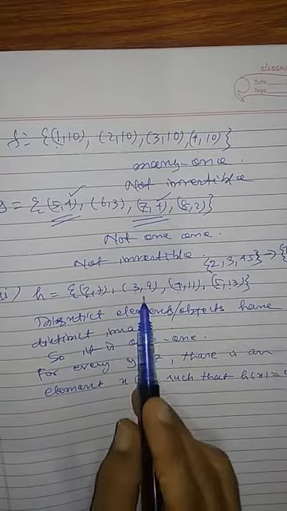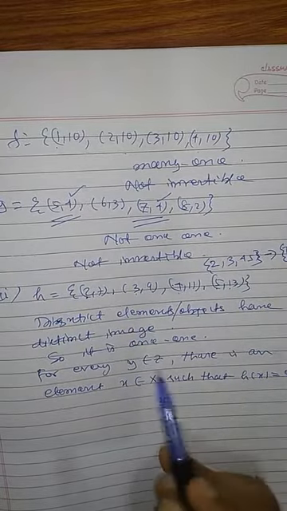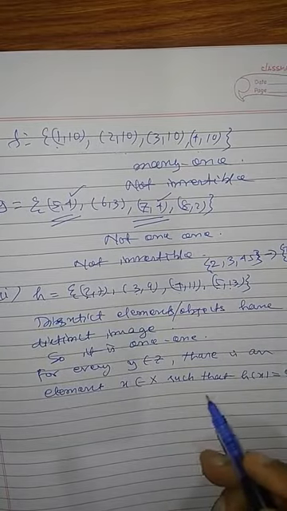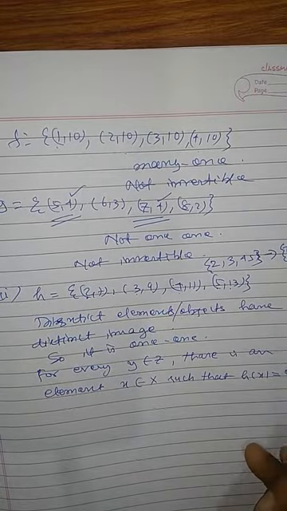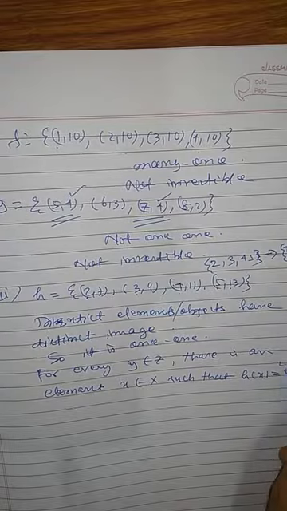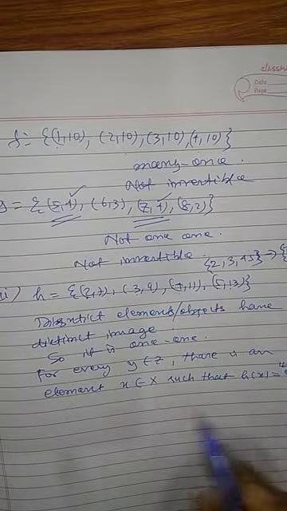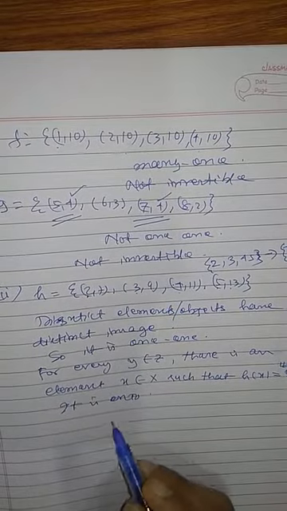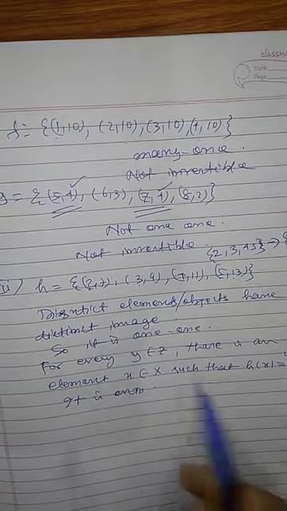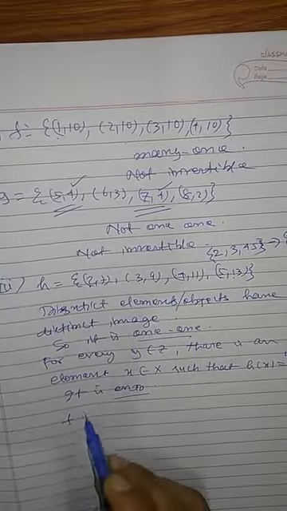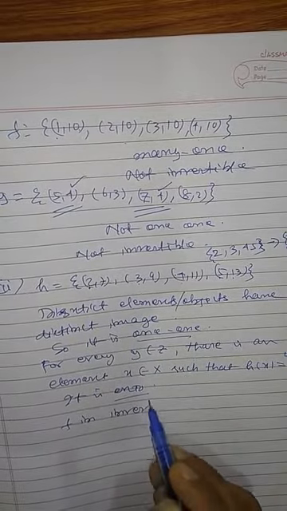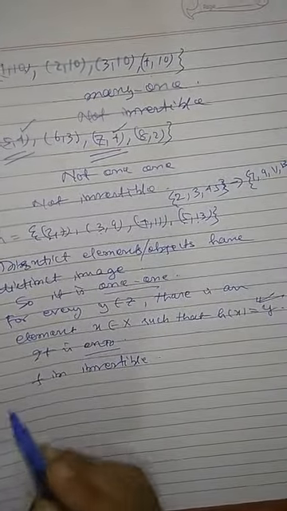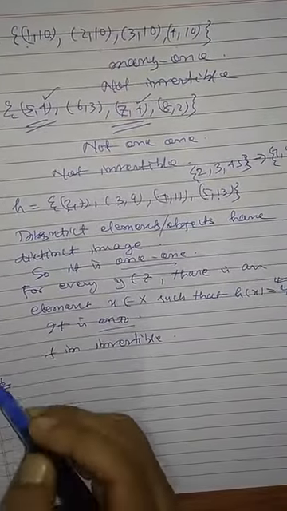So here 7, 9, 11, 13, that's why y belongs to Z. There is an element x belongs to X such that h of x is equal to y. So it is an onto function. Clear? 1-1 and onto, so it is invertible. Clear? Now question number 6.